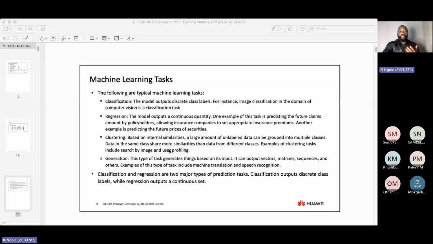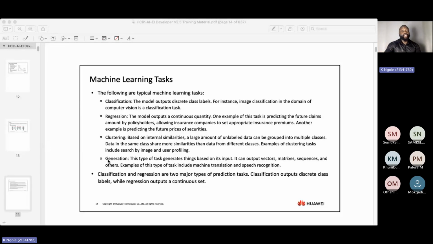Clustering algorithm is also used for user management. For example, because you follow so and so, and I follow you, then they suggest me that person. So they put us in one class because of the similarity of us following the same person. So that is clustering.